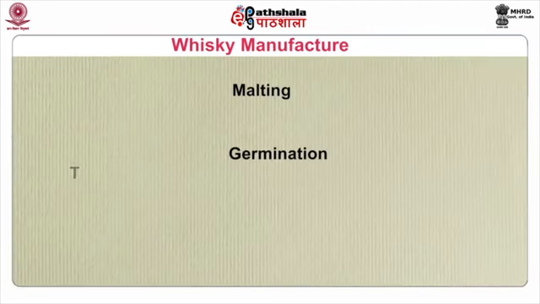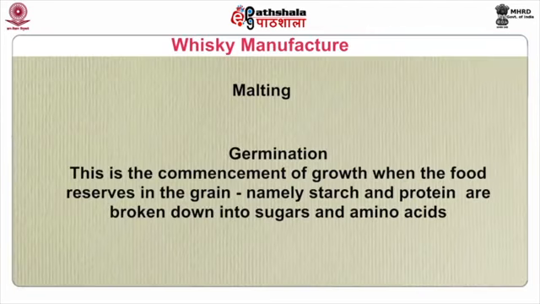The grain absorbs the water and oxygen, which leads to germination. B. Germination. This is the commencement of growth, when the food reserves in the grain, namely starch and protein, are broken down into sugar and amino acids. The moist grain is spread onto a malting floor which is air conditioned to assist germination. Each grain sprouts tiny rootlets, and at the same time the enzyme begins to convert the starch into sugar.